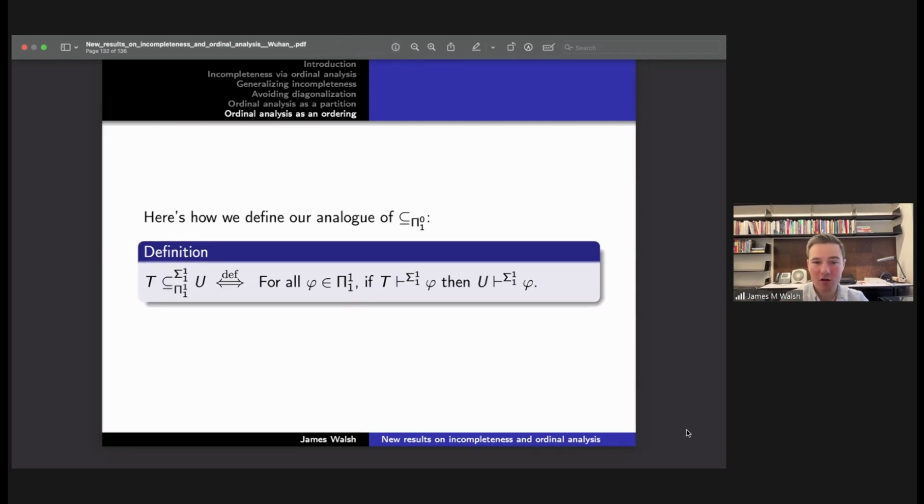And now we do the same thing we did before. So to get our analog, we took those Σ⁰₁s in the superscript and changed them to Σ¹₁s. And we changed Π⁰₁ to Π¹₁. As you can see, that's all we did. We changed the zeros to ones. So this gives us our new notion of Π¹₁ inclusion with a Σ¹₁ oracle. So T is Π¹₁ included with a Σ¹₁ oracle in U if and only if for all Π¹₁ φ, if T Σ¹₁ proves φ, then U Σ¹₁ proves φ as well. So that's our analog of inclusion of Π⁰₁ theorems.